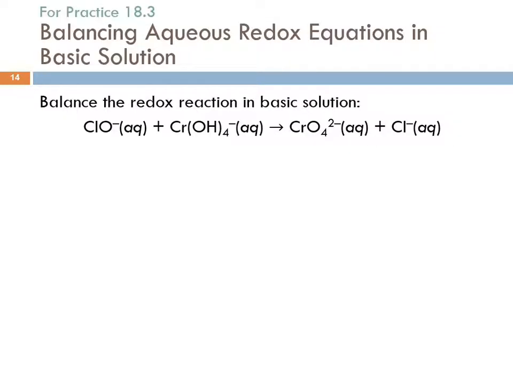So let's do an example. Hypochlorite ion plus this complex ion of chromium and hydroxide to give chromate ion and chloride ion. So what's the first step?